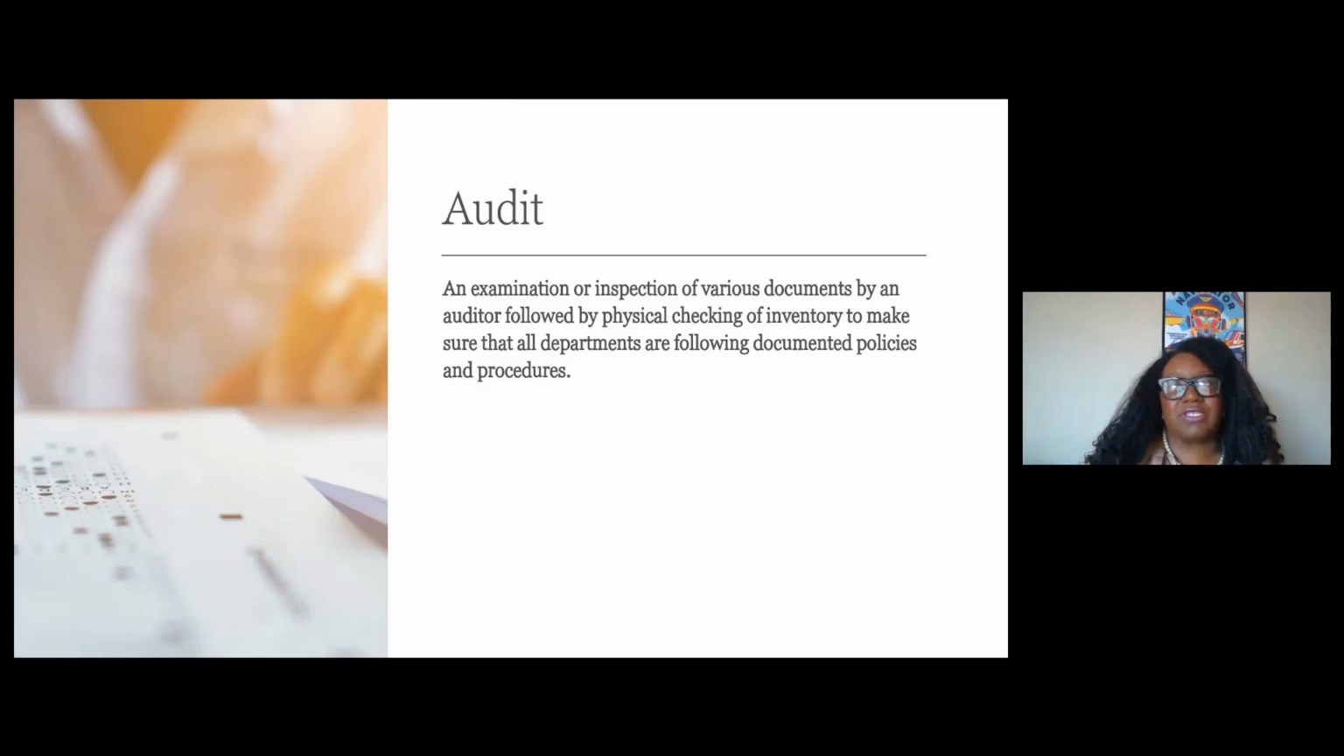So an audit is an examination or inspection of various documents by an auditor, followed by physical checking of inventory to make sure that all departments are following documented policies and procedures. So this is where you can have something like a checklist, right? That tells you exactly what you're supposed to see and what's supposed to happen, and you're verifying that.